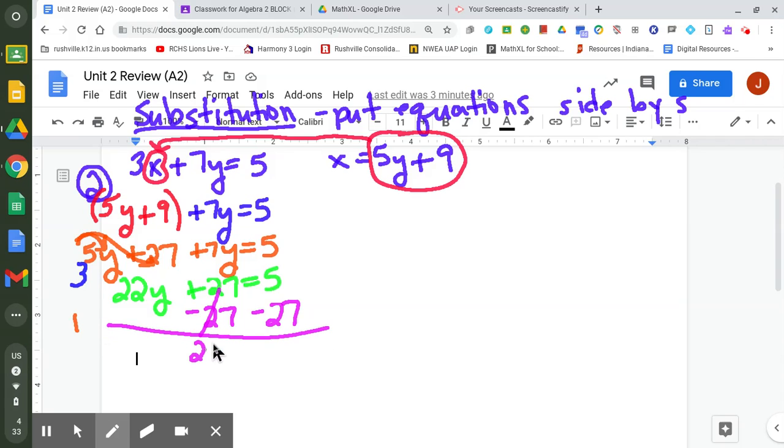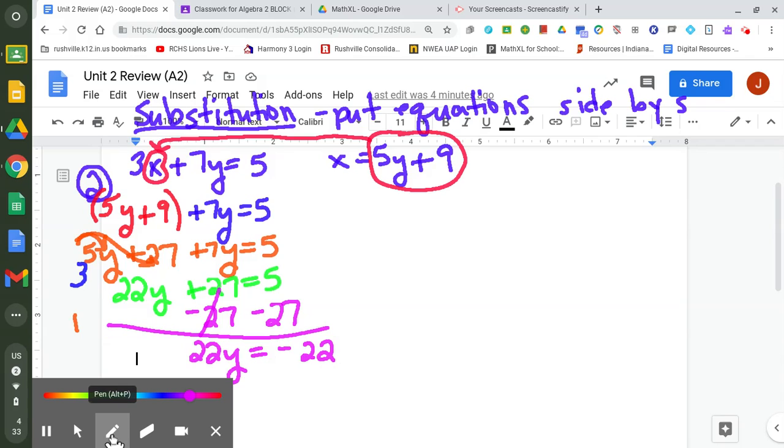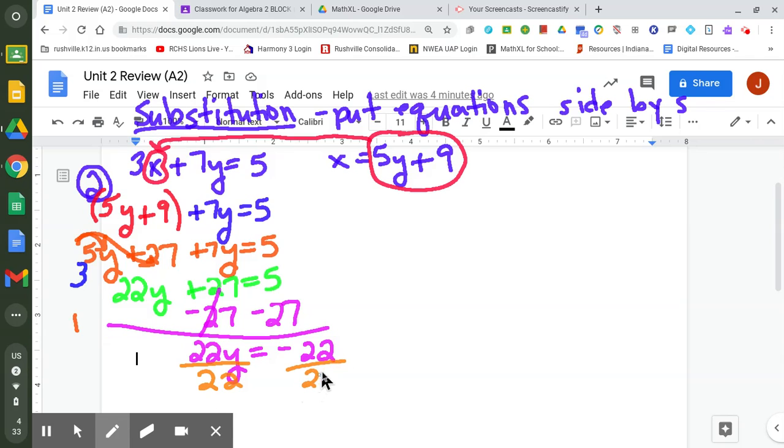So I've got 22y equals, and then in your calculator, do 5 minus 27, which should give me negative 22. And I will divide by 22 on both sides of the equal sign. And that leaves me with y equals negative 1. So now I have solved half of the equation, half of the solution.